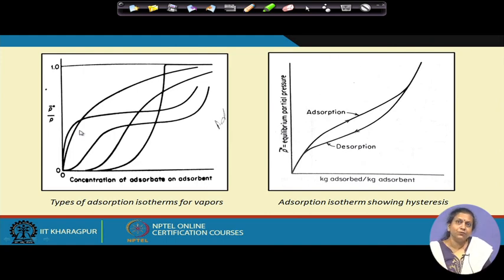And something very unique to adsorption which I should mention here is that for all other mass transfer processes, we can extract the phase equilibrium data either while we are increasing the concentration or while we are decreasing the concentration. And we find that usually for all the cases we get the same equilibrium concentration.